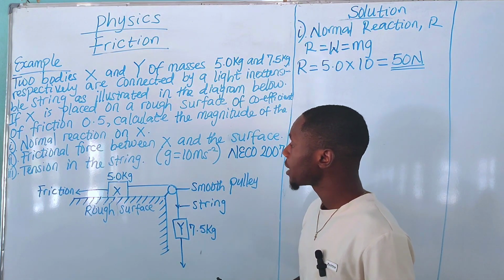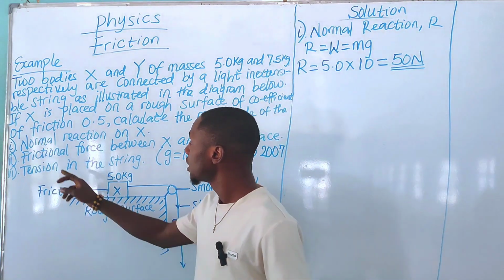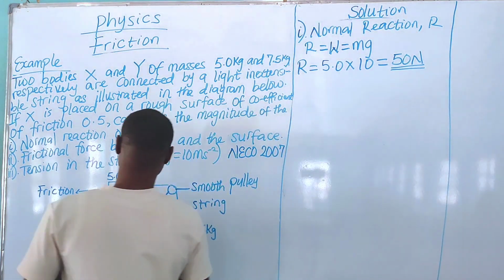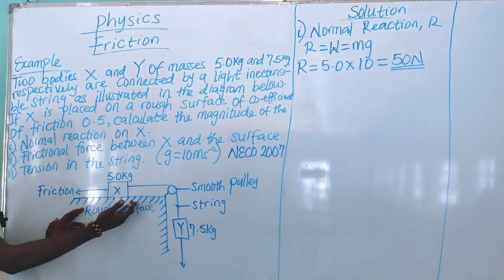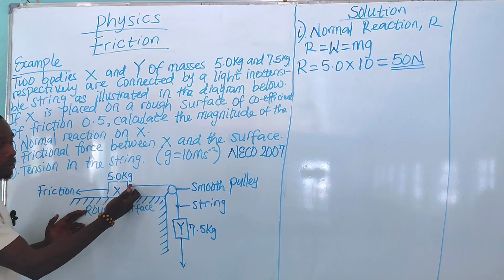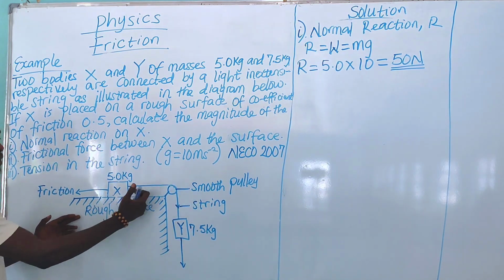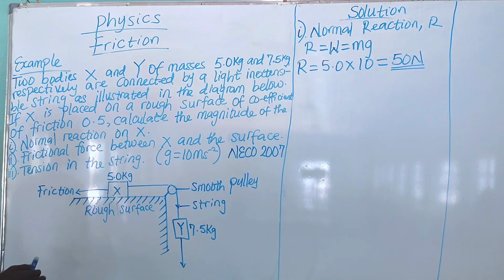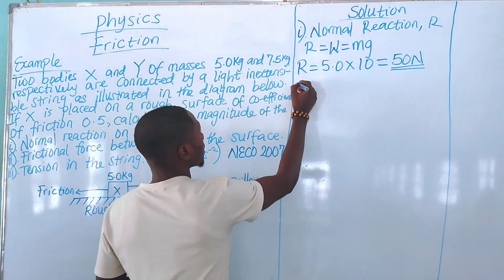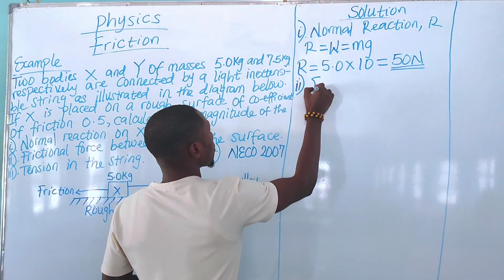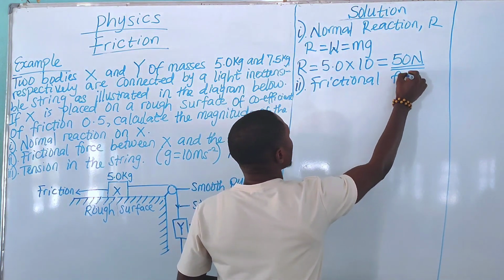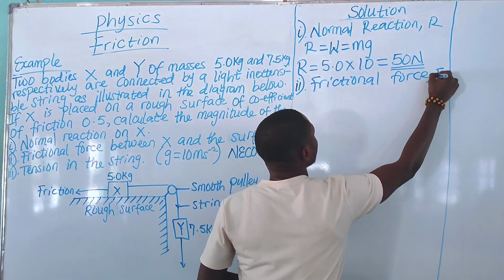The second part of the question says we should find the frictional force between X and the surface. Remember that body X is on a rough horizontal surface, and this is the string that is pulling it in this direction. It means that friction will act in the opposite direction. So we are looking for this frictional force F on body X.